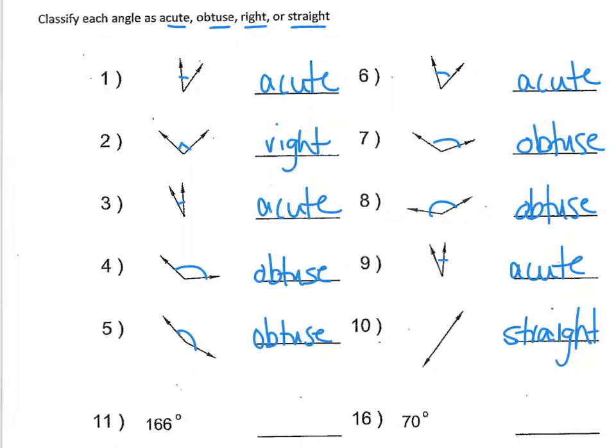So you're basically looking at the angle, seeing if it's bigger or smaller than 90. I always picture the corner of a piece of paper. If it's the same as the corner of a piece of paper, it's 90. It's a right angle. If it's smaller than the corner of a piece of paper, then it's acute, and you can think of it as a small angle. Obtuse would be an angle that's bigger than 90 degrees. And then straight is, of course, just a straight line.